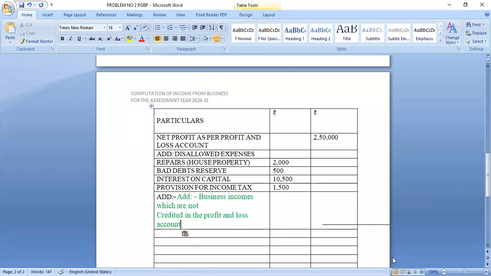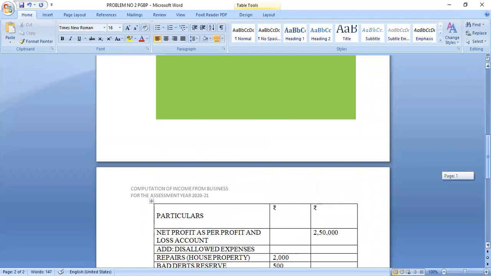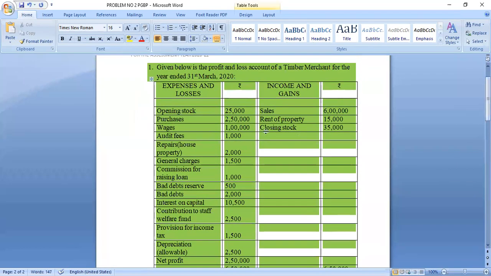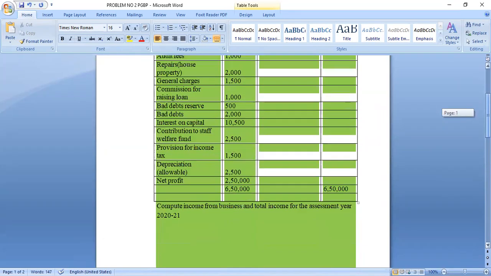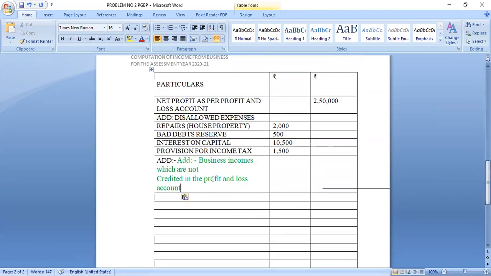So is any income there which is not credited? No, nothing is there. No business income is there which is not credited in the P&L account. Not credited. Nothing is there. Okay, so put nil. No information is there.